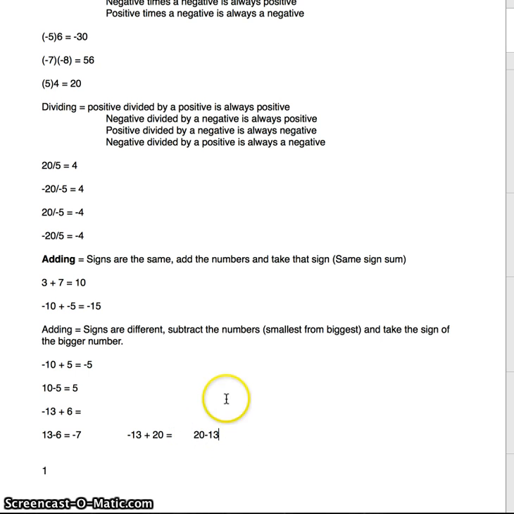Well, what is 20 take away 13? You should know that that's 7. And then which number is bigger here, the 13 or the 20? 20 is obviously bigger than 13, and 20 has a positive sign with it. So our final answer in this one is going to be a positive 7. And you don't need to put that positive sign there. I just did to clarify for the lesson. Oops, that actually belongs over here too. And positive 7. So negative 13 plus 20 is a positive 7.